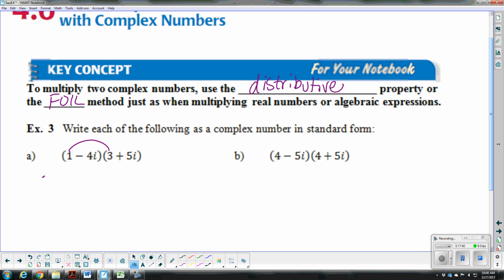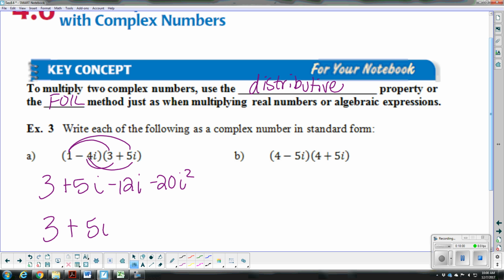So 1 times 3 is 3, plus 5i, minus 12i, minus 20i squared. Here's where I'm going to rewrite to get rid of that i squared so that I can combine my like terms a little more easily. So 3 plus 5i minus 12i, minus 20 times a negative 1. i squared is negative 1.